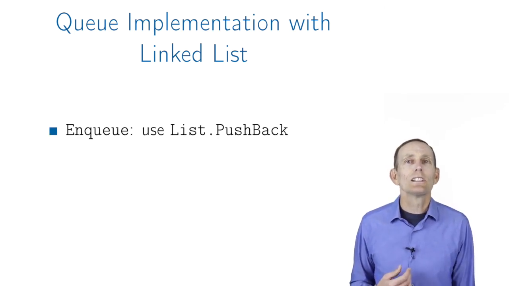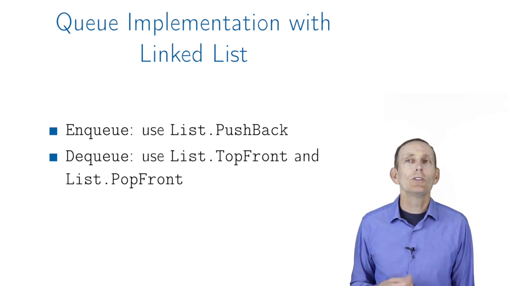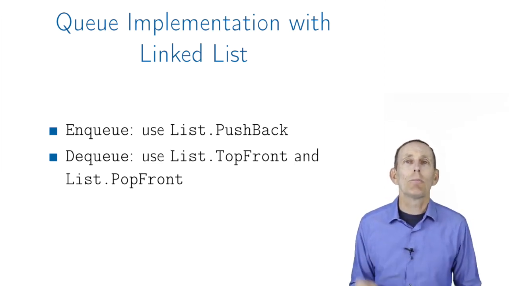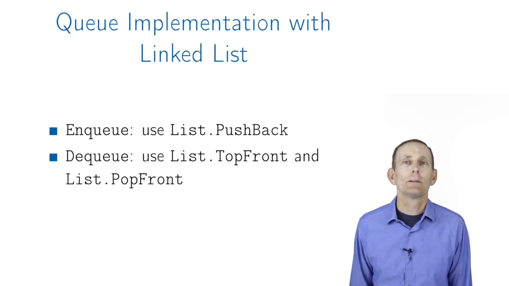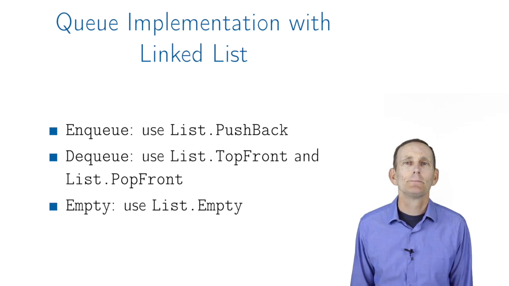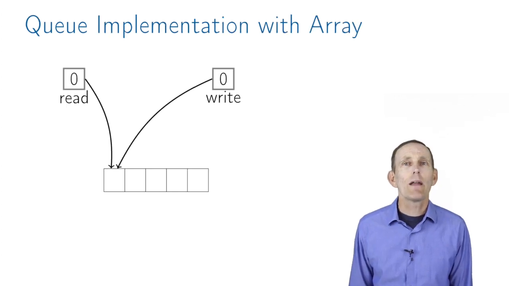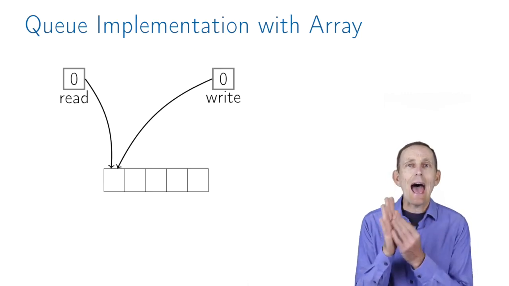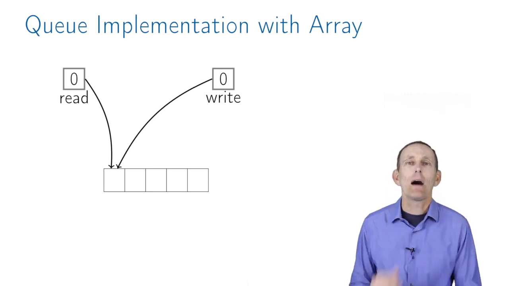So enqueue uses the list's push back call, and dequeue uses both the list's top front to get the front element, as well as pop front to remove that front element. And empty just uses the list's empty method. What about with an array? We could think of doing something similar. That is, we could add at the end and then pop from the front.